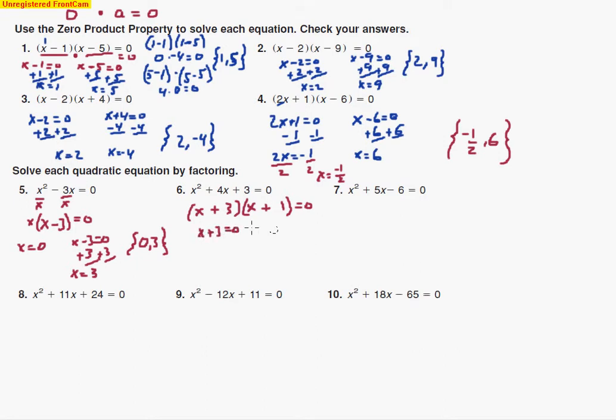And so we set the x plus 3 equal to 0, and we set this x plus 1 equal to 0. And then we go ahead and solve by doing an opposite operation. So here we're taking away 3, here we're taking away 1. So we get our answer of x equals negative 3 for the one, x equals negative 1 for the other. So negative 3, negative 1 are the two solutions.